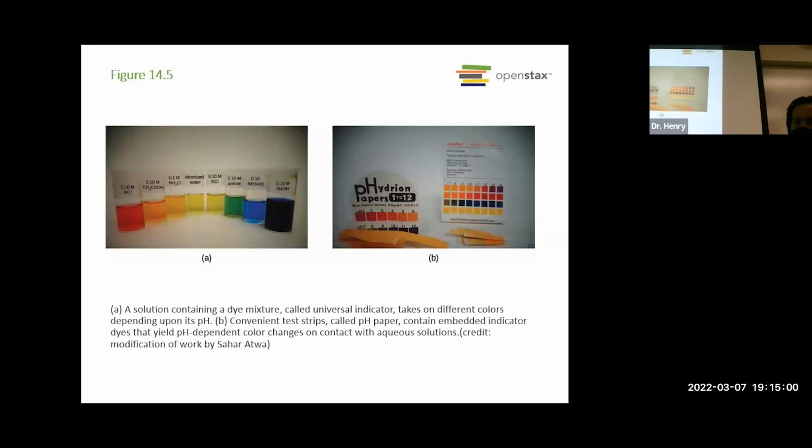And then, of course, we have indicators. We've used the universal indicator. You guys are very familiar with that. We also will be using red cabbage extract. And we have pH paper. Right?